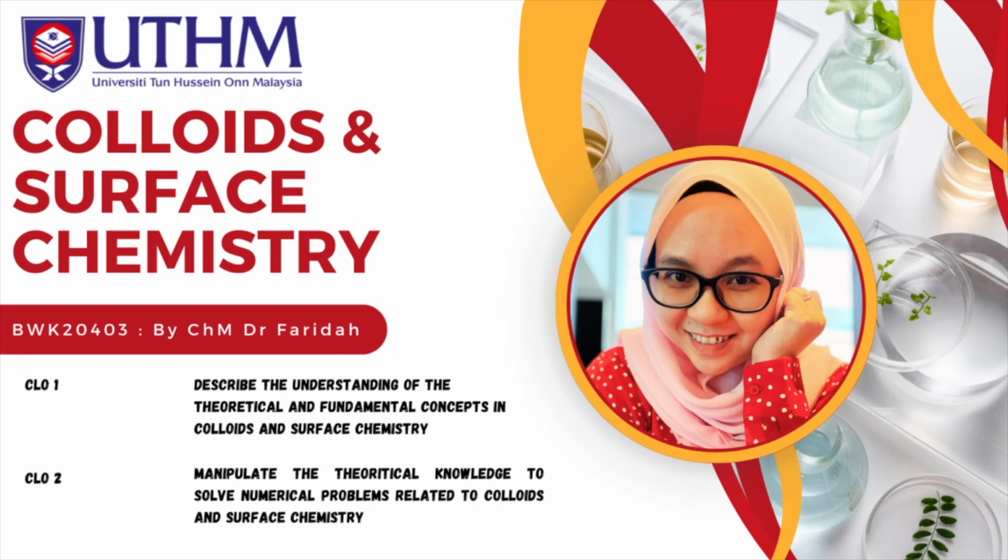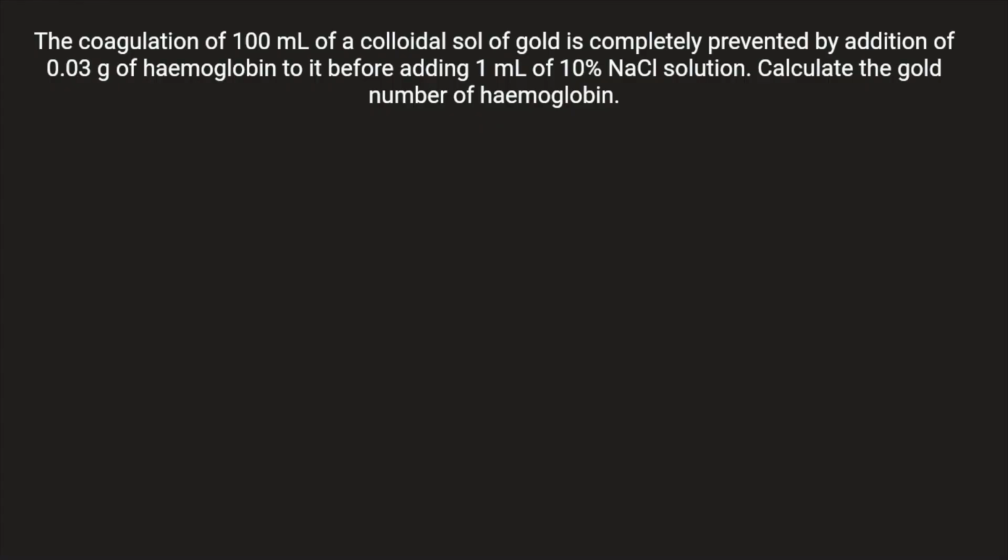In this week's video, I'm going to explain how you should answer the quiz questions from chapter 3. So let's begin. Question number 1. The coagulation of 1 milliliter of a colloidal salt of gold is completely prevented by addition of 0.03 gram of hemoglobin to it before adding 1 milliliter of 10% sodium chloride solution. Calculate the gold number of hemoglobin.